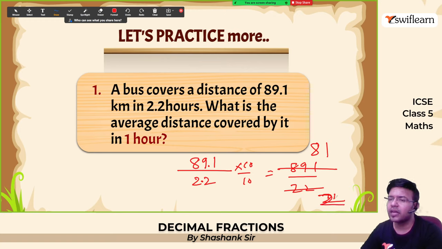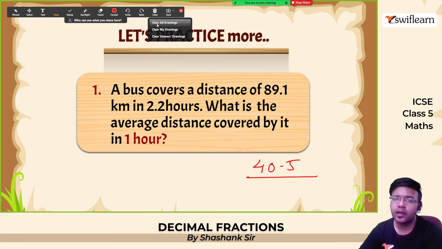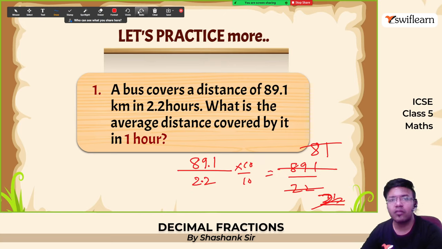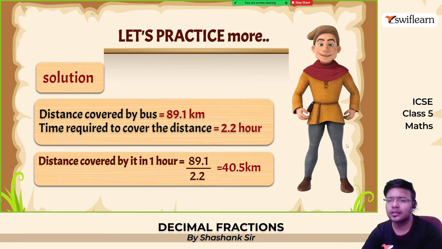Okay, so 81 by 2. How much is that? 81 by 2 is 40.5. So 40.5 kilometers is being covered. Okay, so it was 81, so 81 half is 40.5. 40.5 kilometers is covered by it.